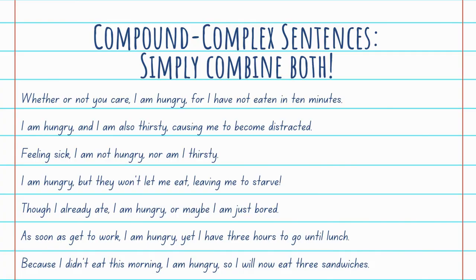Okay, so compound complex sentences simply put compound sentences and complex sentences together. And that's the whole trick, right? We're taking these modular pieces that we can form in different ways and create cool different strings of words and meaning. Whether or not you care, I am hungry, for I have not eaten in 10 minutes. I am hungry, and I am also thirsty, causing me to become distracted. Feeling sick, I am not hungry, nor am I thirsty. I'm hungry, but they won't let me eat, leaving me to starve.